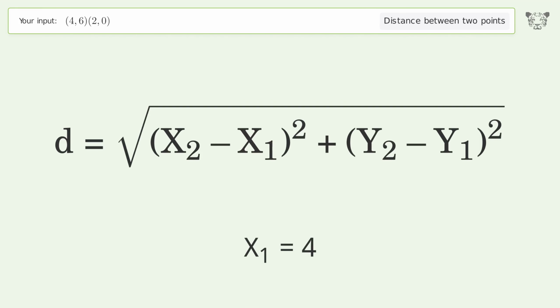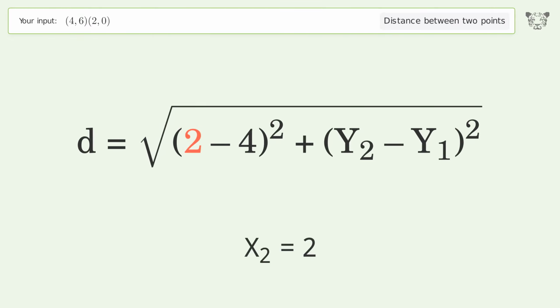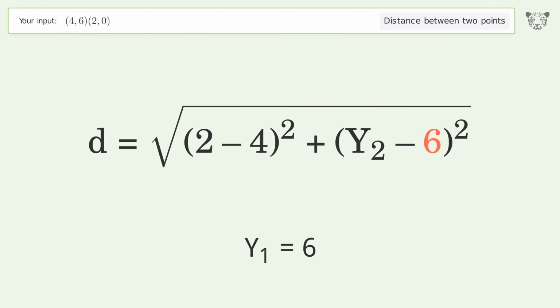x1 equals 4. x2 equals 2. y1 equals 6. y2 equals 0.